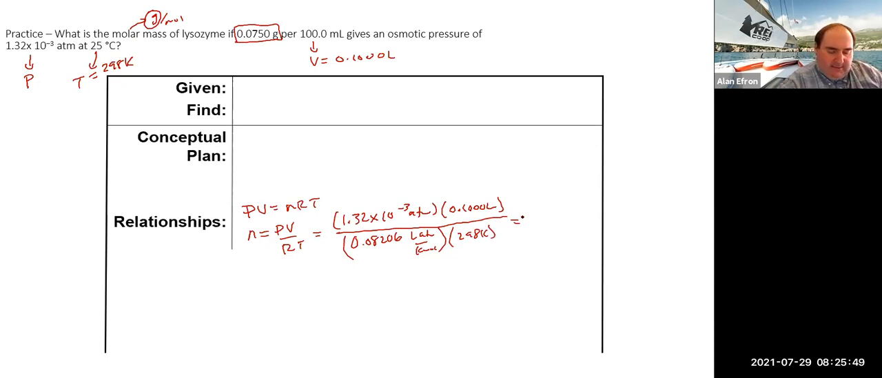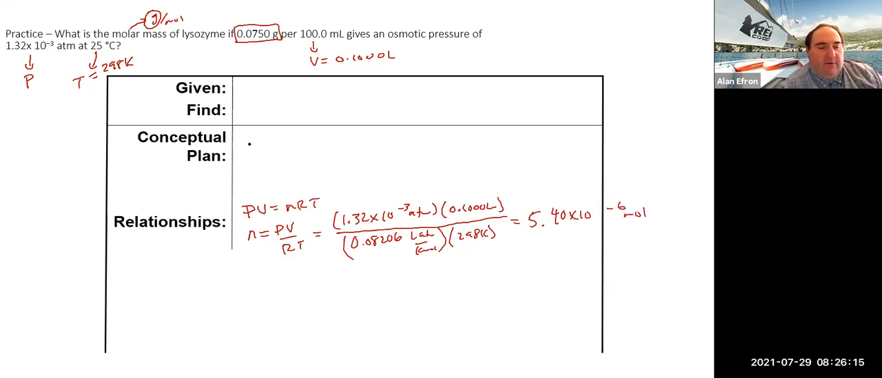That gets us 1.32 to the minus 3 times 0.1 divided by 0.08206 and divided by 298. Gives us a lot of zeros to count, but it looks like 5.40 times 10 to the minus 6 moles.